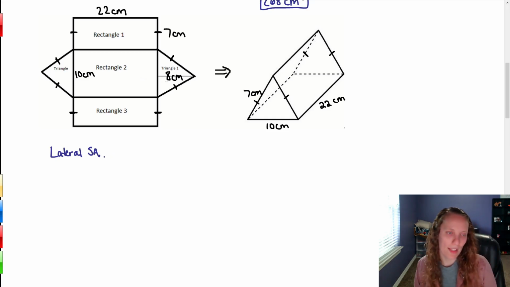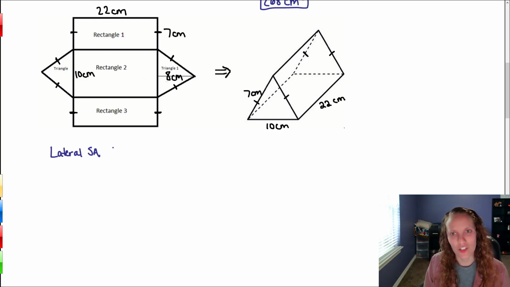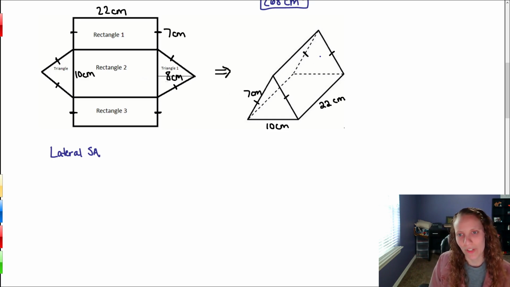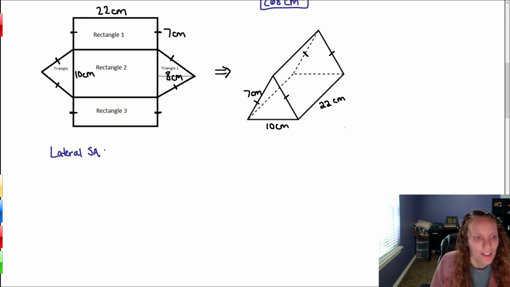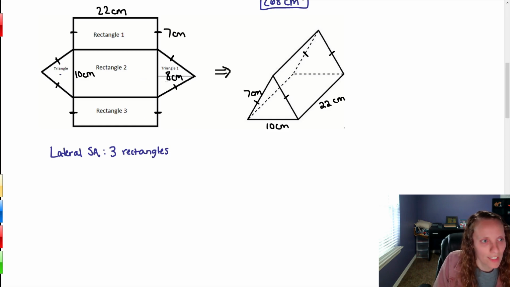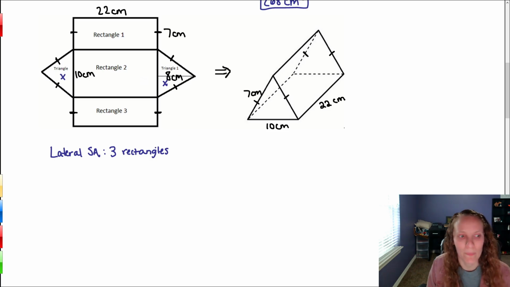Now remember that lateral surface area would be all the edges going around. If this was a weird looking can, the bases would be circles. Well, in this case, for a triangular prism, the bases are the two triangles on each end, so we're not going to calculate those areas for lateral. Lateral surface area is just going to be the three rectangles going around. So again, not the bases, not yet, because we're only wanting lateral surface area.